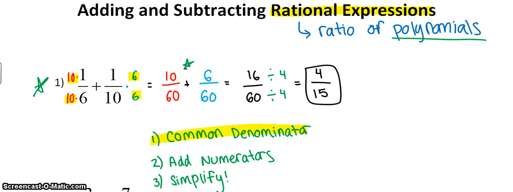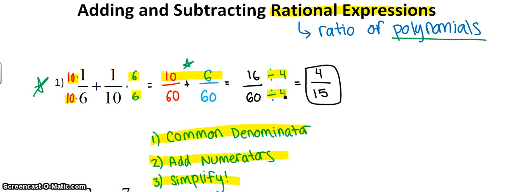Once you have a common denominator, then you can go ahead and add the numerators. Add across the top, okay, since they're both over 60. And finally, when you're done with that, you can simplify. So you should be looking for a common factor that you can cancel out from the top and the bottom. And you should have gotten that the final answer is 4/15.